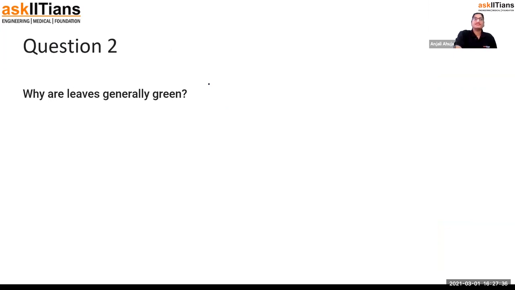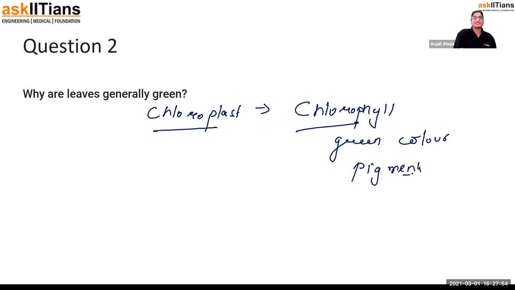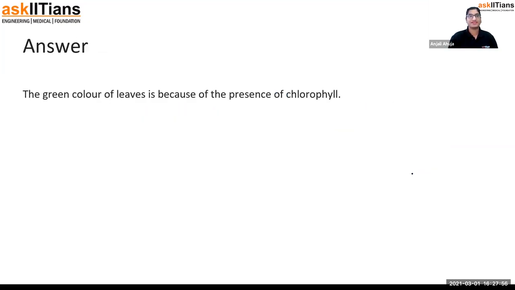Next, why are green leaves generally green? Because they have chloroplast in their cells, and in the chloroplast a lot of chlorophyll is present, which is nothing but a green color pigment. And this is the one which actually helps in photosynthesis. Now, I suppose you will remember it.